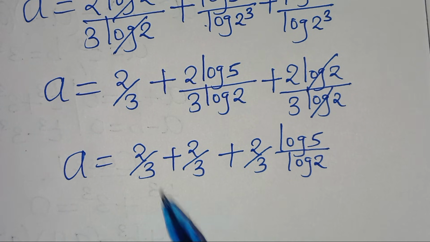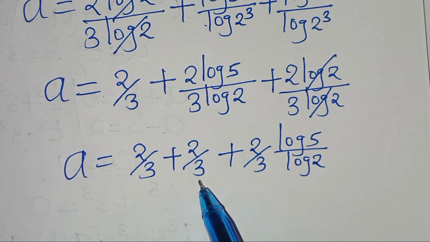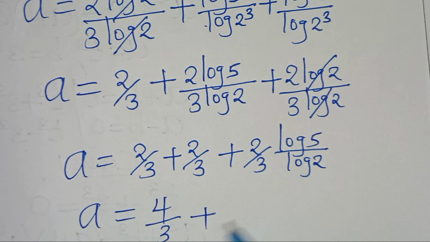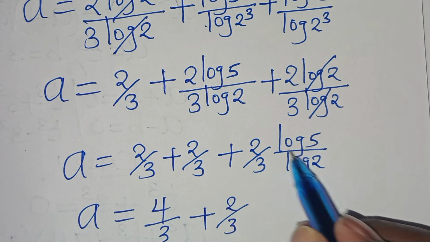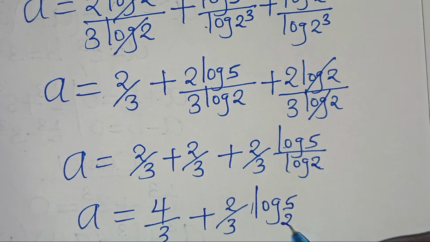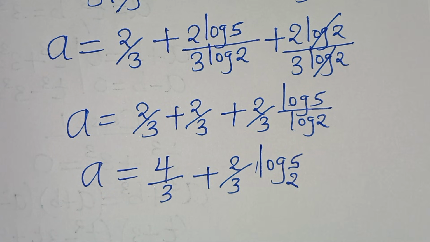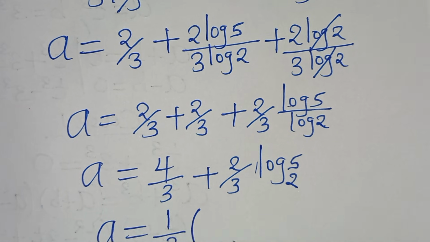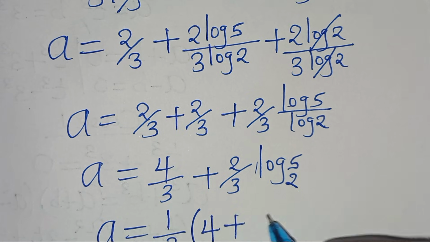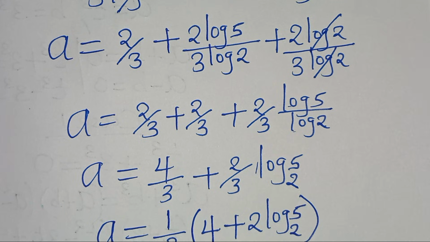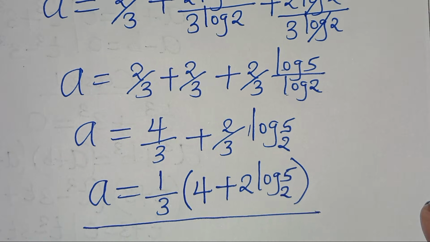Now, we have 2 over 3 plus 2 over 3. This is the same thing as 4 over 3 plus 2 over 3. Now, log 5 and log 2 can be expressed as log 5 to base 2. Since 1 over 3 is common here, we can express a as 1 over 3 into the parentheses 4 plus 2 log 5 to base 2. And this is the value of a.